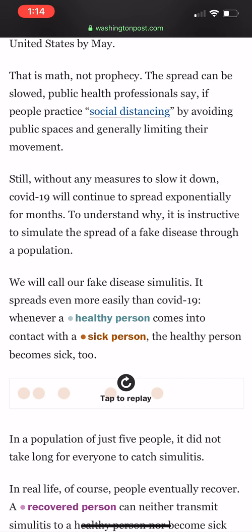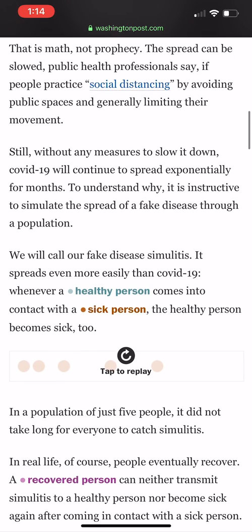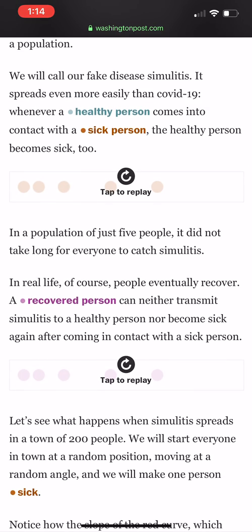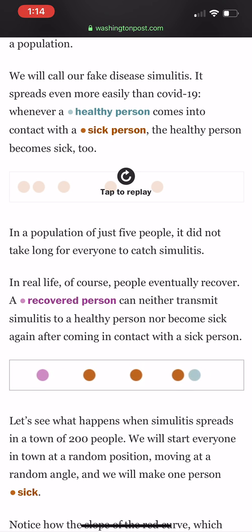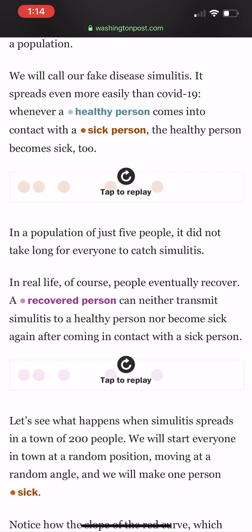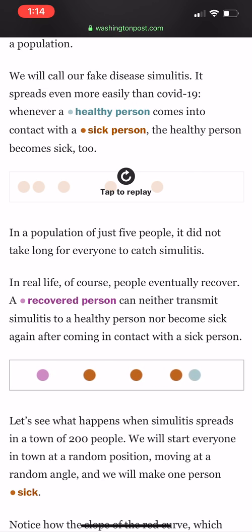Okay, now it says here, in real life, people will eventually recover. So a recovered person is neither going to transmit it back to a healthy person or become sick again after coming in contact with a sick person. So here is that demonstration. Sick. So everybody who was healthy is now sick, and now everybody is recovered. So if you're touching other people, everybody who is recovered should stay recovered. I'll let it play again. Sick person infects all of the healthy people. Everyone recovers. And then we go back to normal.